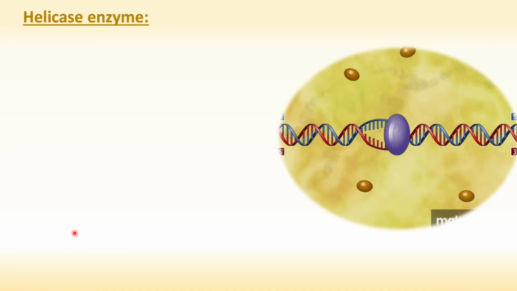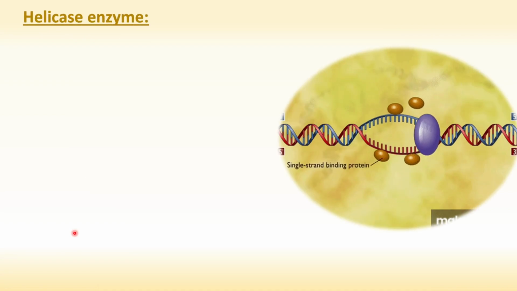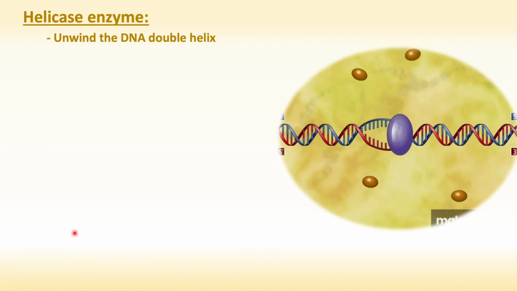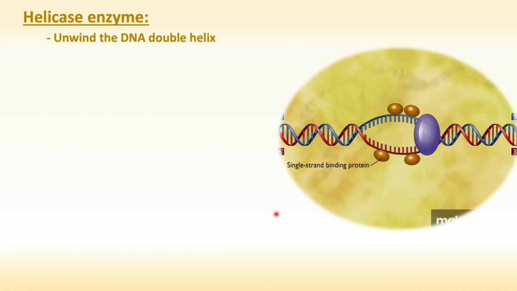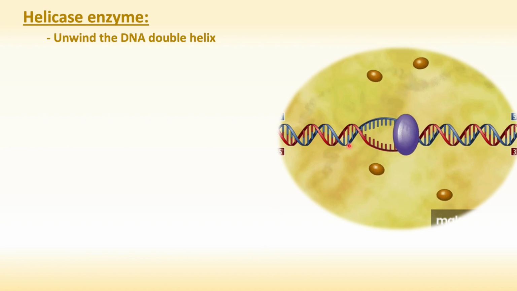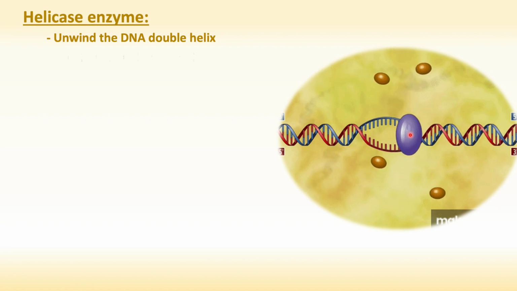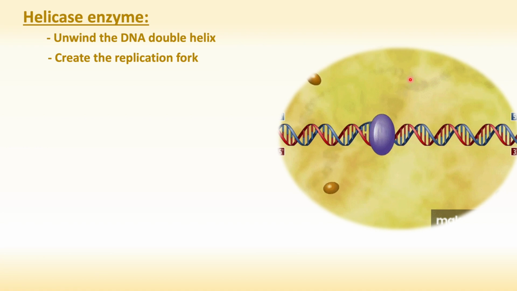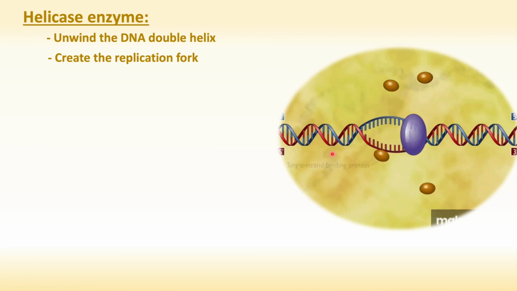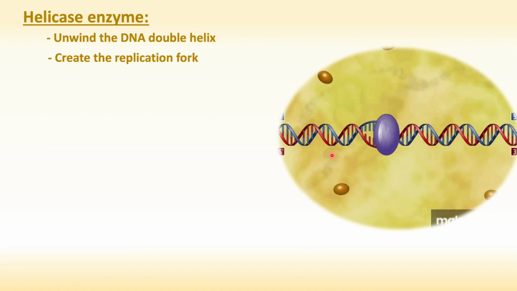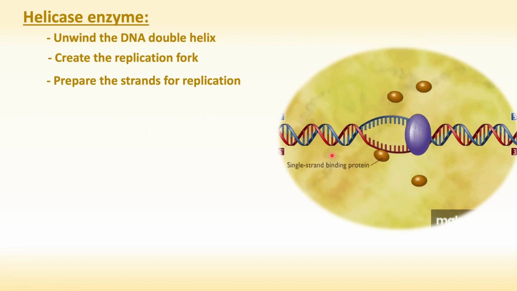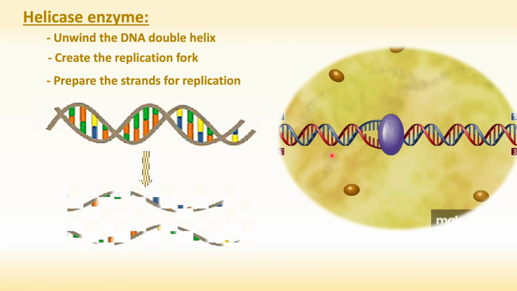Let's start with the helicase enzyme, which plays an important role by unwinding the DNA double helix. It breaks the hydrogen bonds between the two strands, creating a replication fork with two single strands. These strands serve as templates for building new DNA strands.